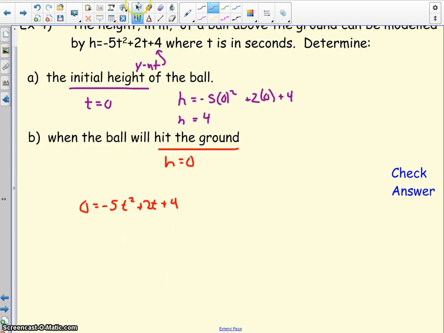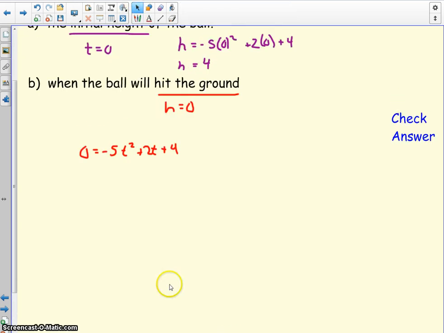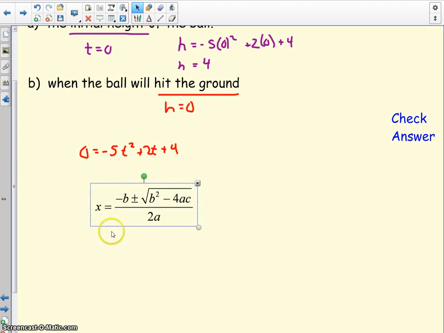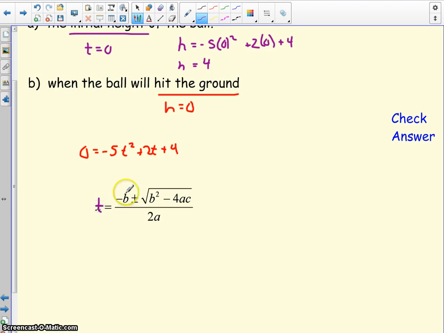So what we're going to use is the quadratic formula here instead. Now, be careful here when I use the quadratic formula. The variable I'm solving for is no longer x, but it's actually t, so just be careful for that when you write out your equation. So it's going to be t equals instead of x equals.